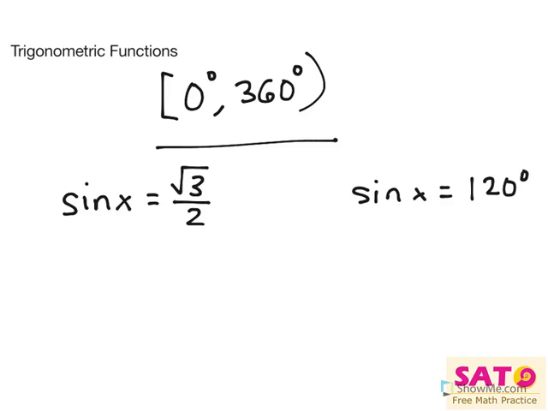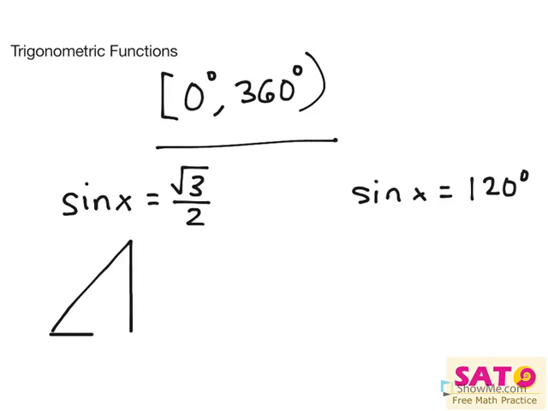Sine of x equals square root of 3 divided by 2. First of all, we have to draw out a triangle, determine which quadrant it's in, and square root of 3 divided by 2 is in the first quadrant because it's positive and it's less than 90 degrees. So let's draw it.